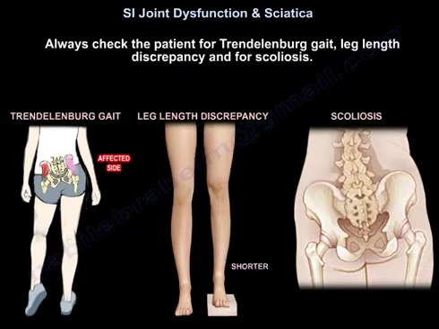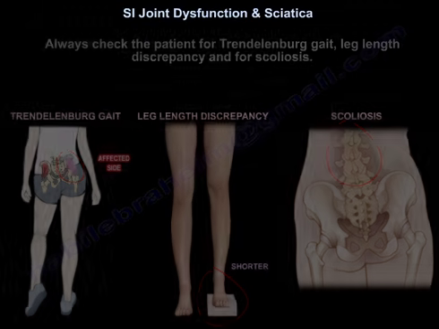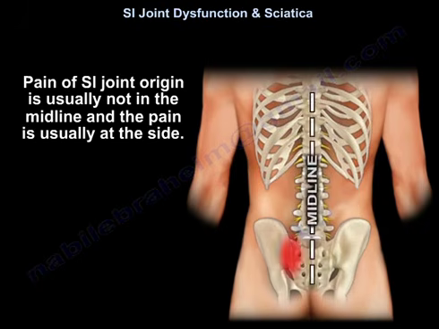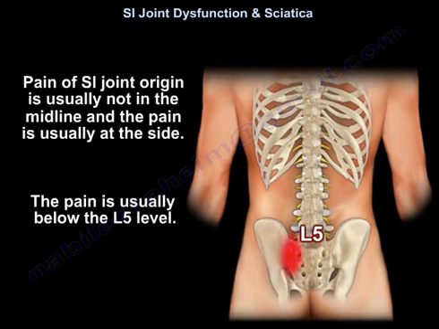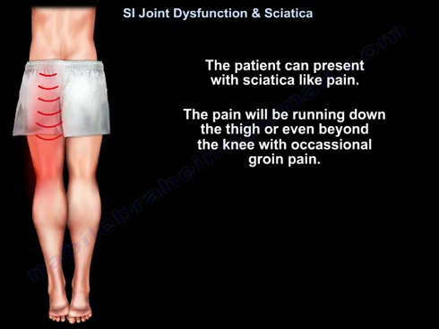Always check the patient for Trendelenburg gait, leg length discrepancy, and scoliosis. Pain of SI joint origin is usually not in the midline. The pain is usually at the side, and it is usually below L5 level. The patient can present with sciatica-like pain. The pain will be running down the thigh or even beyond the knee, with occasional groin pain.